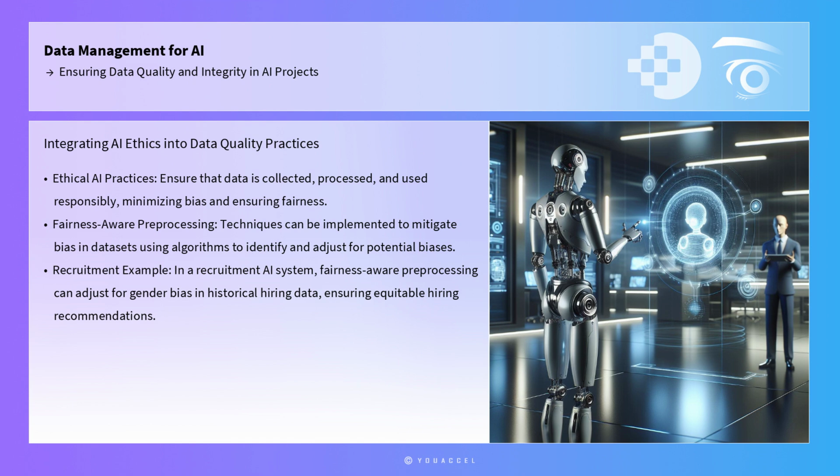Moreover, the integration of AI ethics into data quality practices is essential. Ethical AI practices ensure that data is collected, processed, and used responsibly, minimizing bias and ensuring fairness. Techniques such as fairness-aware data preprocessing can be implemented to mitigate bias in datasets. This involves using algorithms to identify and adjust for potential biases before data is used to train AI models. For instance, in a recruitment AI system, fairness-aware preprocessing can adjust for gender bias in historical hiring data, ensuring the AI model provides equitable hiring recommendations.